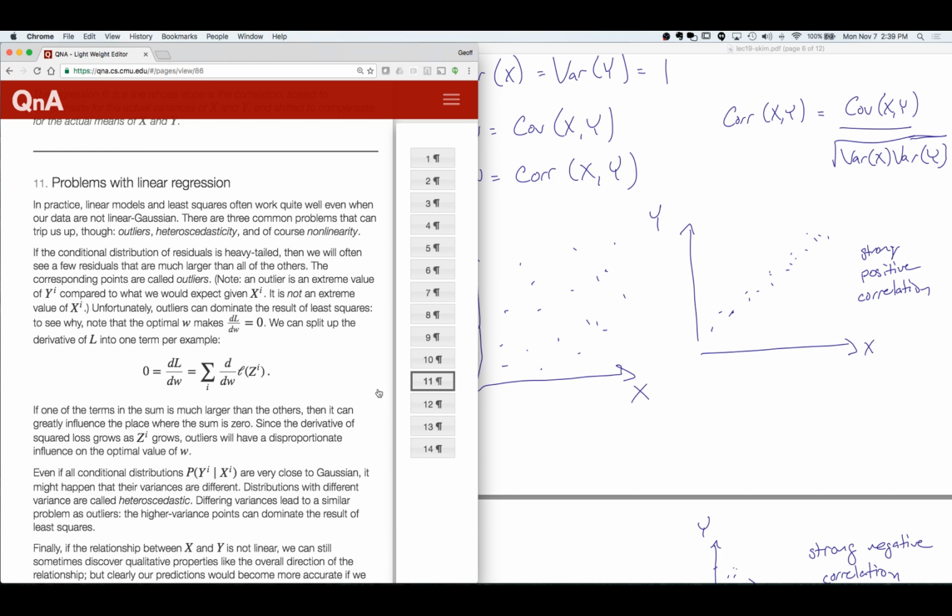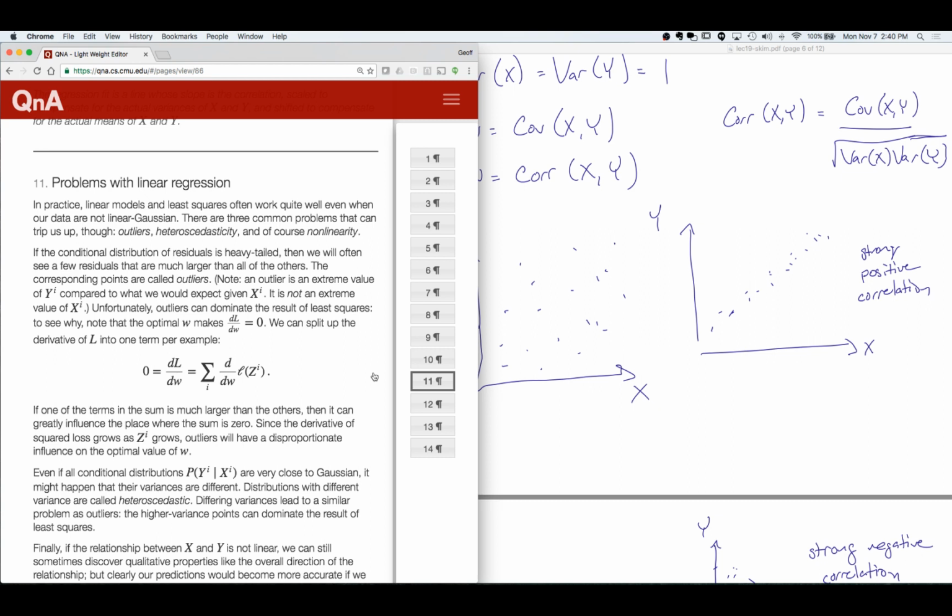Outliers means that the distribution of residuals is heavy-tailed, meaning that there could be a few residuals that are much, much larger than all of the others. And these points with very large residuals are called outliers. To be clear, an outlier is an extreme value of y, the output, compared to what we'd expect. It's not an extreme value of x. You can have a very typical value of x, but an extreme value of y, and that's called an outlier. Or you could have a very extreme value of x, but if the value of y is typical, that's still not an outlier.